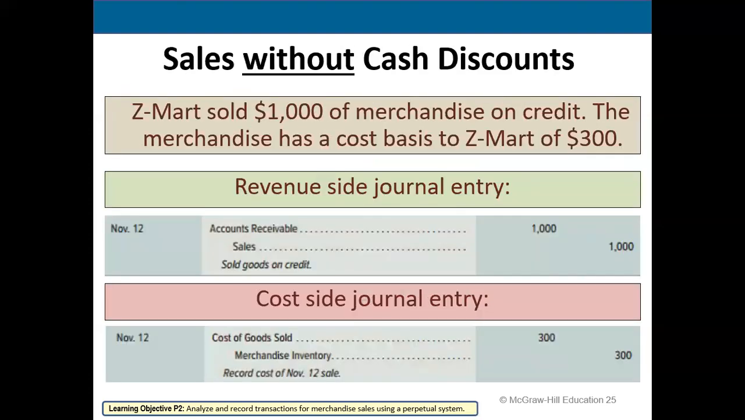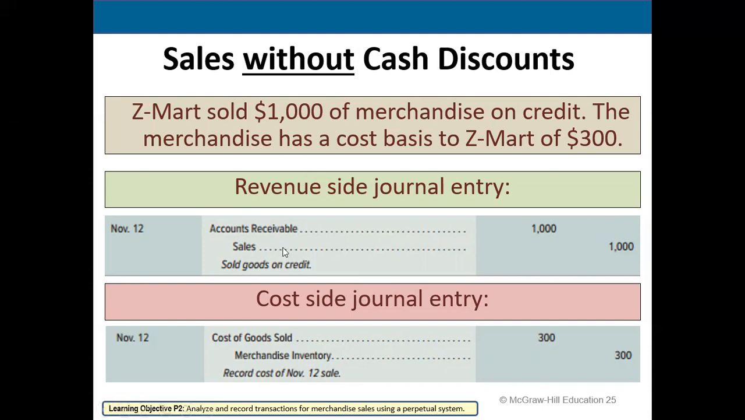So here's a couple of examples. The first is if we sell something without any discounts. So again, the simplest form. We sell $1,000 of merchandise on credit. The merchandise had a cost basis, meaning it cost us $300. So the first thing we'll do is enter the revenue entry, where we will debit accounts receivable, because it said we sold it on credit, and credit sales for the $1,000 price that we sold it to the customer at. And then the second entry we have to record is the cost entry, where we record the cost of goods sold and the merchandise inventory going down.